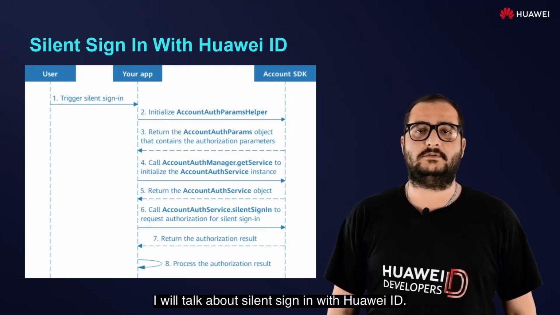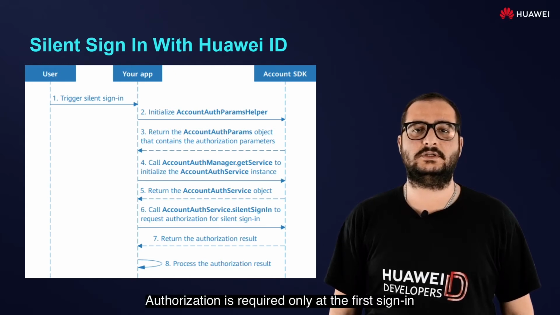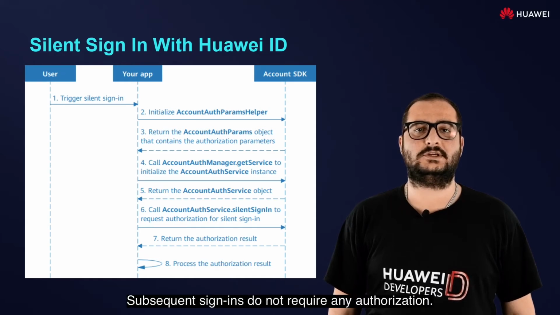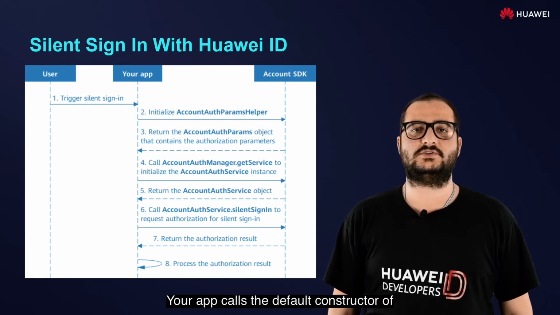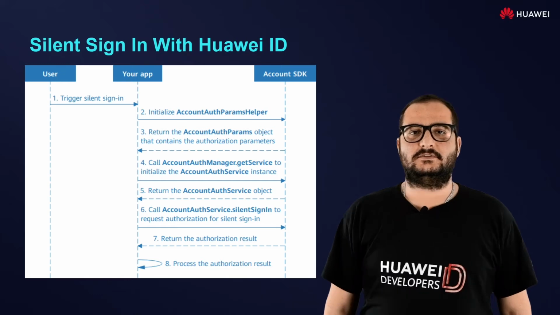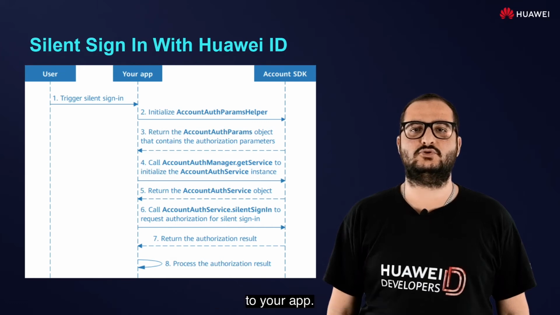In this section, I will talk about silent sign-in with HUAWEI ID. For silent sign-in, authorization is required only at the first sign-in to your app using an ID. Subsequent sign-ins do not require any authorization. A user triggers silent sign-in in a specific scenario. Your app calls the default constructor of AccountAuthParamsHelper to set authorization parameters. The Account Software Development Kit returns the AccountAuthParams object containing authorization parameters to your app.